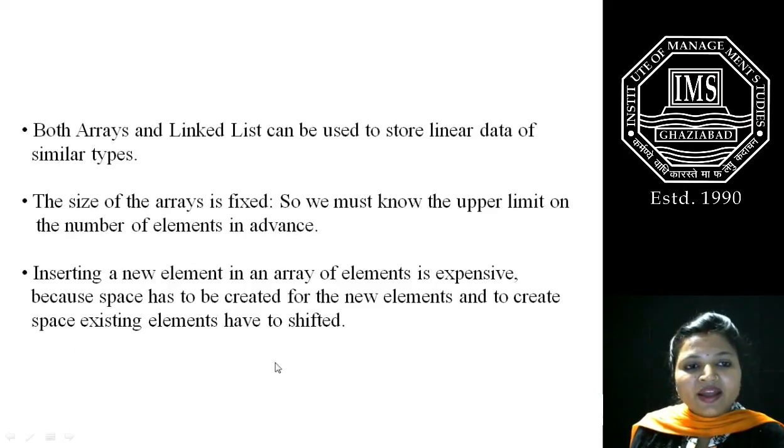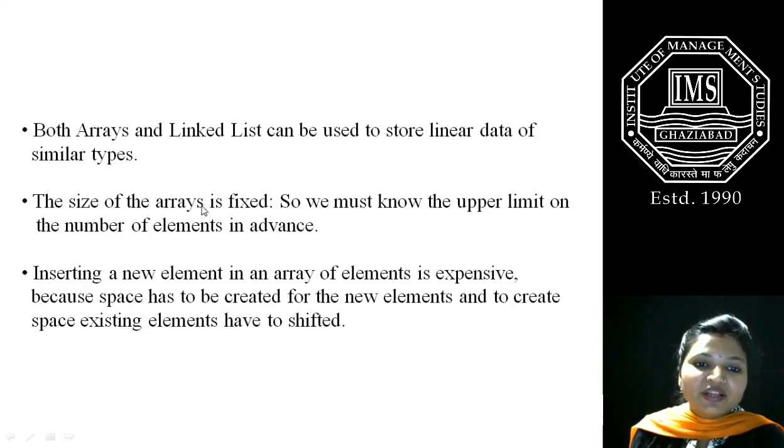Both arrays and linked lists can be used to store linear data of similar types. This is the similarity between arrays and linked lists: both can be used to store linear data, meaning data in a sequence of similar type. But the size of the array is fixed, so we must know the upper limit on the number of elements in advance. Since we have to declare the size before using the array, we have a constraint, but this is not the case in a linked list.